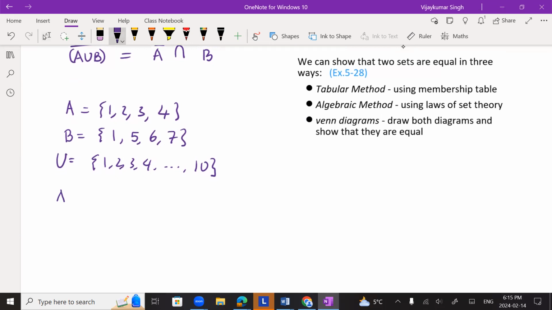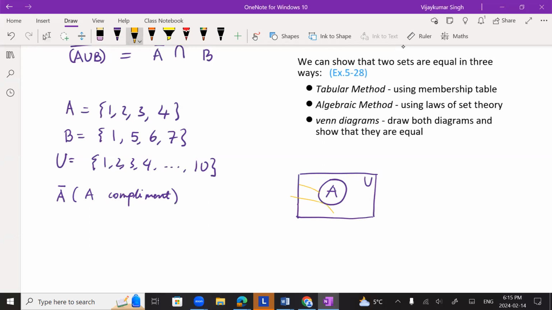So this is read as A complement. You can also say complement of A. If I look at it from the Venn diagram perspective, I have A here. This is my universe U. Then everything outside is what? A complement. So this is my A complement.